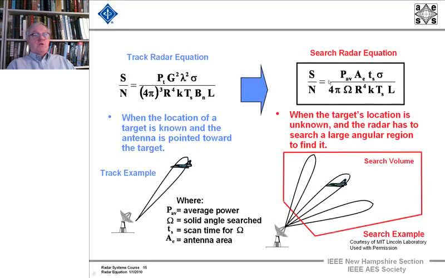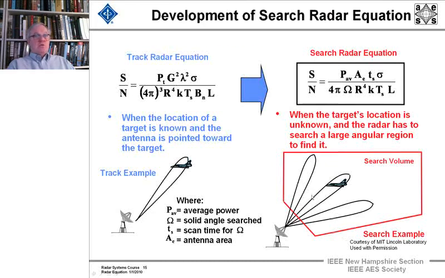And in that equation, you notice the signal-to-noise ratio is independent of wavelength. And it depends on the product of the power aperture per unit scan time. And so it doesn't say power is more important than aperture, but it's going to turn out that aperture is a lot cheaper to generate than power in most cases. And that's the search radar equation.